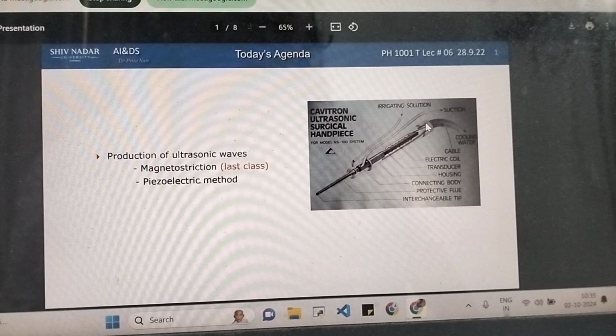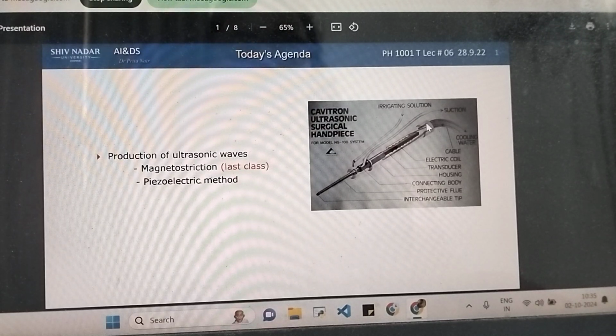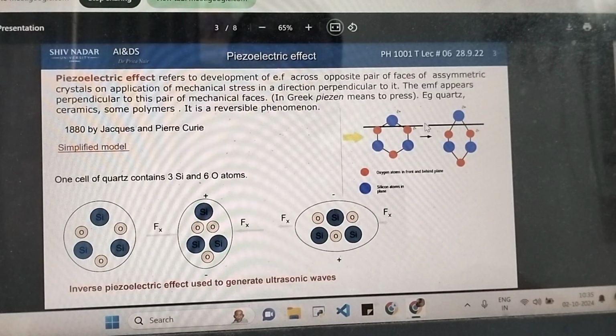to the third and final method of generation of ultrasonic waves, which is piezoelectric method. This is pretty simple, and the circuit diagram you will see is quite similar to magnetostriction. So again, before going into the circuit diagram, we'll understand what is piezoelectric effect.